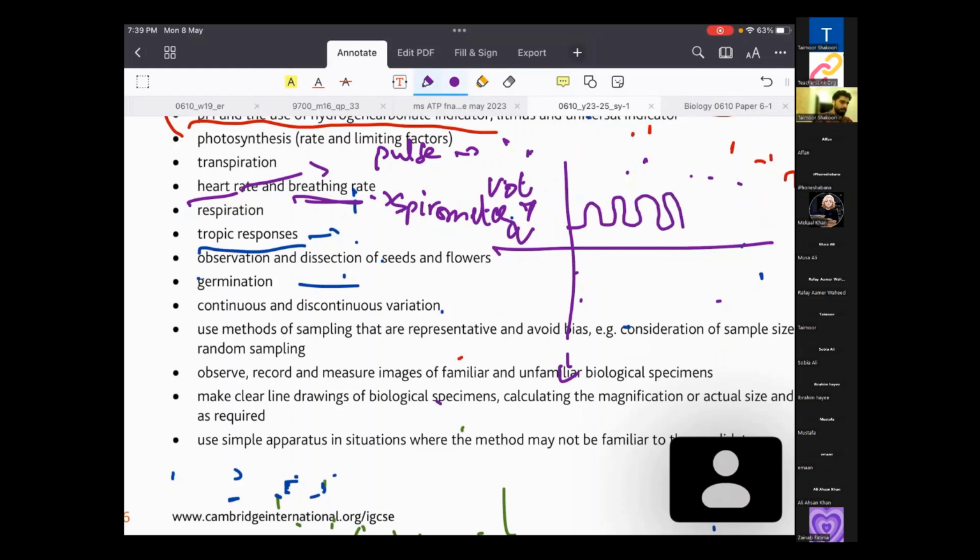These consistent crests and troughs are basically referred to as the tidal volume, the normal volume of air inhaled and exhaled. So the crest is the inhaled portion and the trough is the exhaled portion, right?